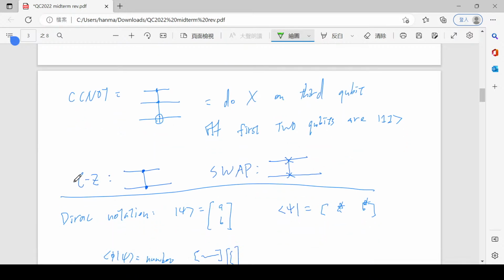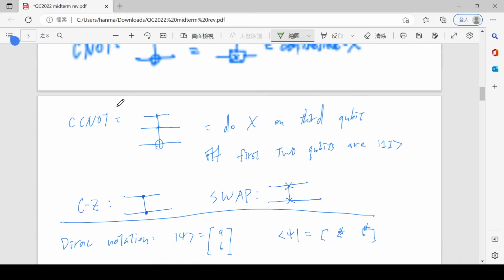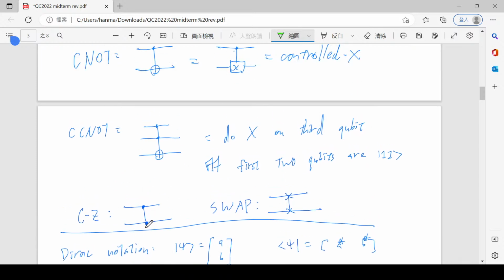Then there is a control Z. It's very similar to control X, except that you do a Z gate here, and it's also symmetric, so we just write it in this symmetric form. And there is the swap gate, where you swap the upper and the lower qubit. Questions so far? No? Okay.